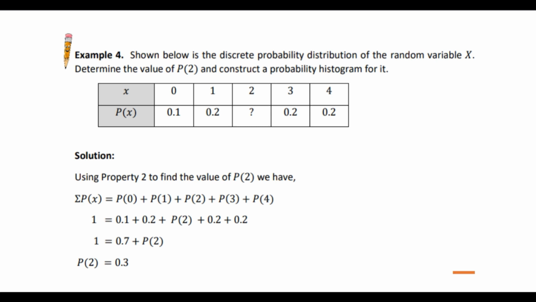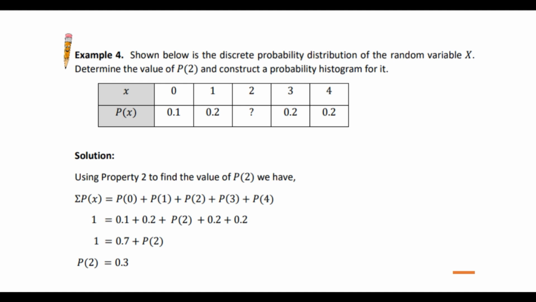Sample number 4. Shown below is the discrete probability distribution of the random variable capital letter X. Determine the value of the probability of 2 and construct a probability histogram for it. Okay, given the table whose random variables are 0, 1, 2, 3, and 4, and probability of the random variable is equal to 0.1, 0.2, this is the question, unknown, the required one, and 0.2 and 0.2.